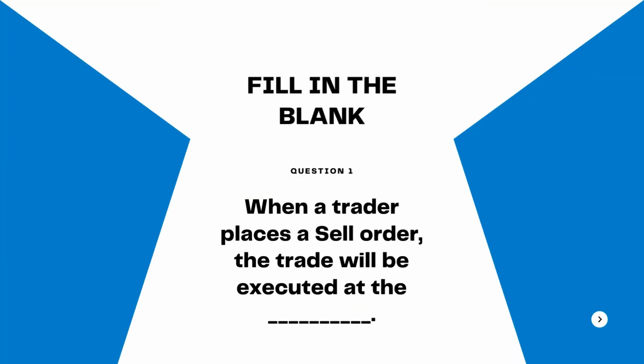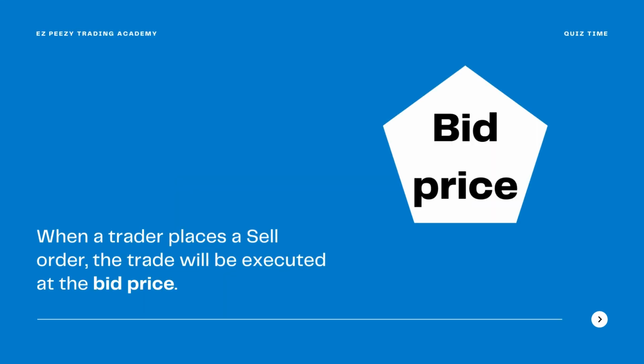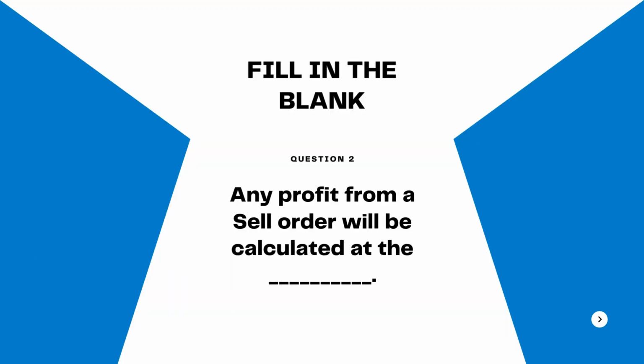So when a trader places a sell order, the trade will be executed at which price? Would it be executed at the bid or the ask price? This is what I'm quizzing you on to see if you guys are paying attention. And again, it's a sell order, right? So hopefully you chose bid price. When a trader places a sell order, the trade will be executed at the bid price. So if you said bid price, you are correct.